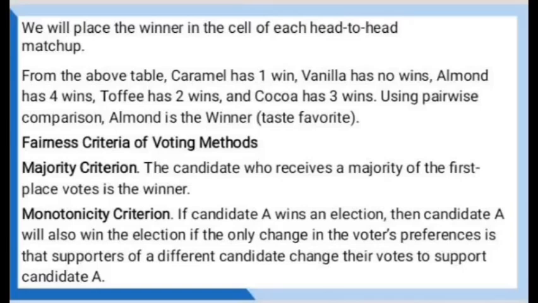So let's move on to fairness criteria of voting methods. The first one is majority criterion. The candidate who receives a majority of the first place votes is the winner. The second one is monotonicity criterion. If candidate A wins an election, then candidate A will also win the election if the only change in the voters' preferences is that supporters of a different candidate change their votes to support candidate A.